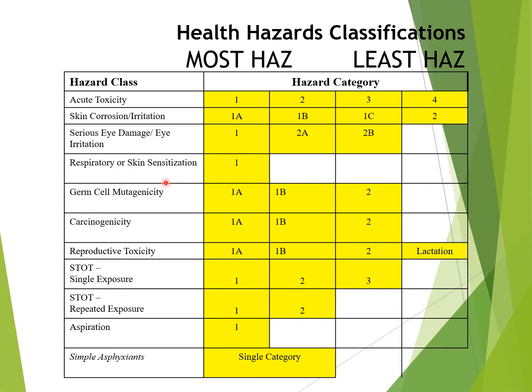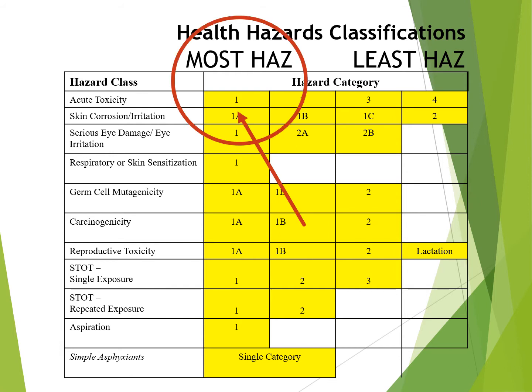Sensitization is like poison ivy. Carcinogenicity, which is giving you cancer. Reproductive toxicity. STOT, which is target organ. It's affecting a specific organ of your body. Aspiration is when you can breathe something in, and then asphyxiants.